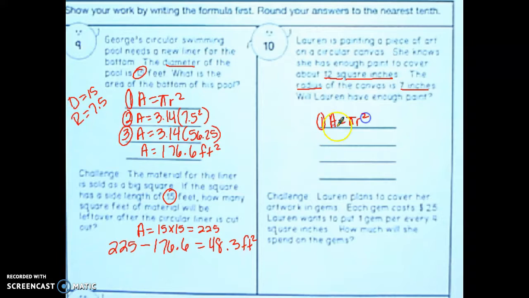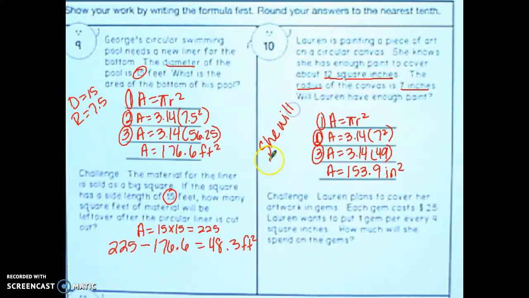Area equals pi r squared. Area equals 3.14 times the radius, which is 7. And we plug that in. 7 squared is 49. 49 times 3.14 is about 153.9 when I round, square inches. It says that she has enough paint to cover 120. 120 is less than the 153.9 that she needs, so she will not have enough paint.